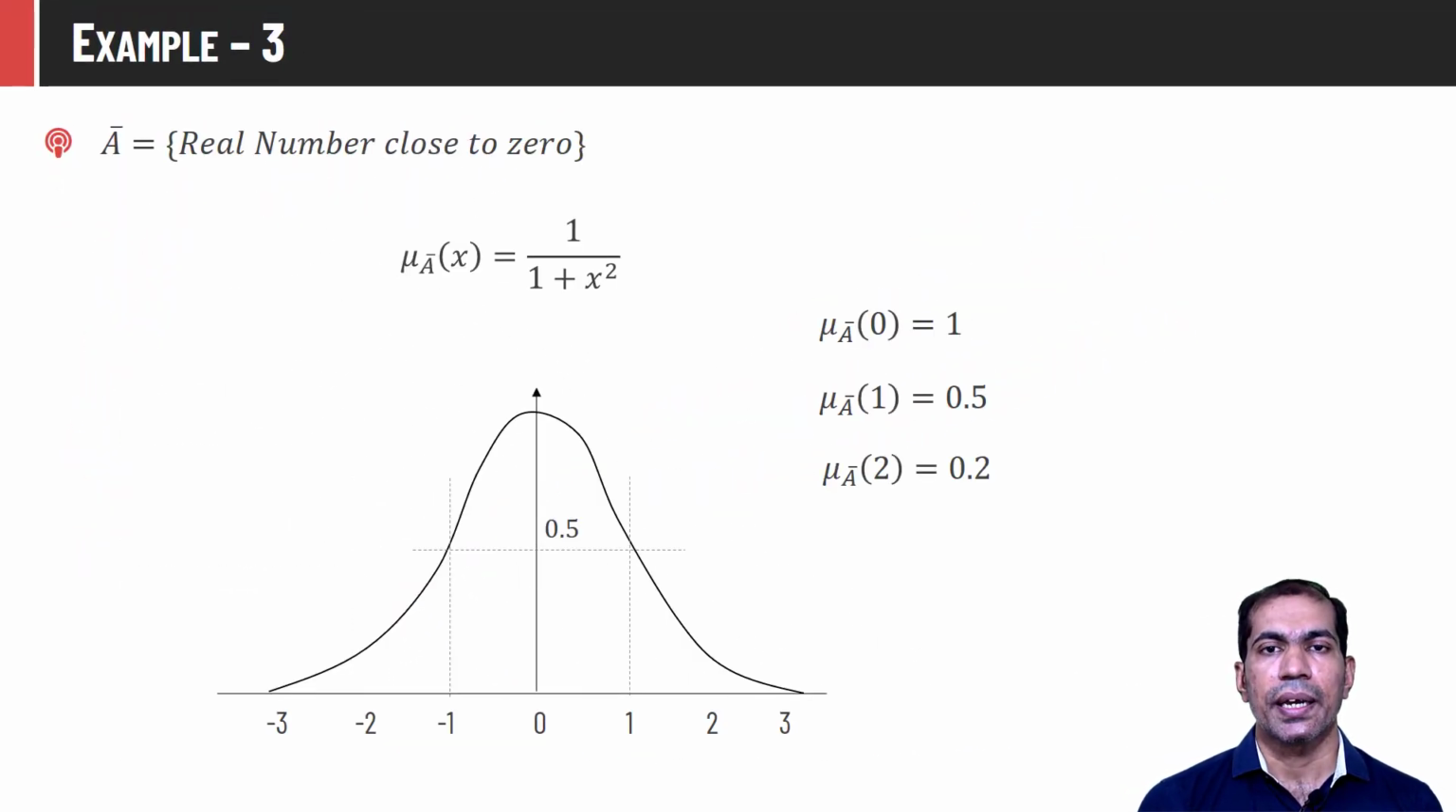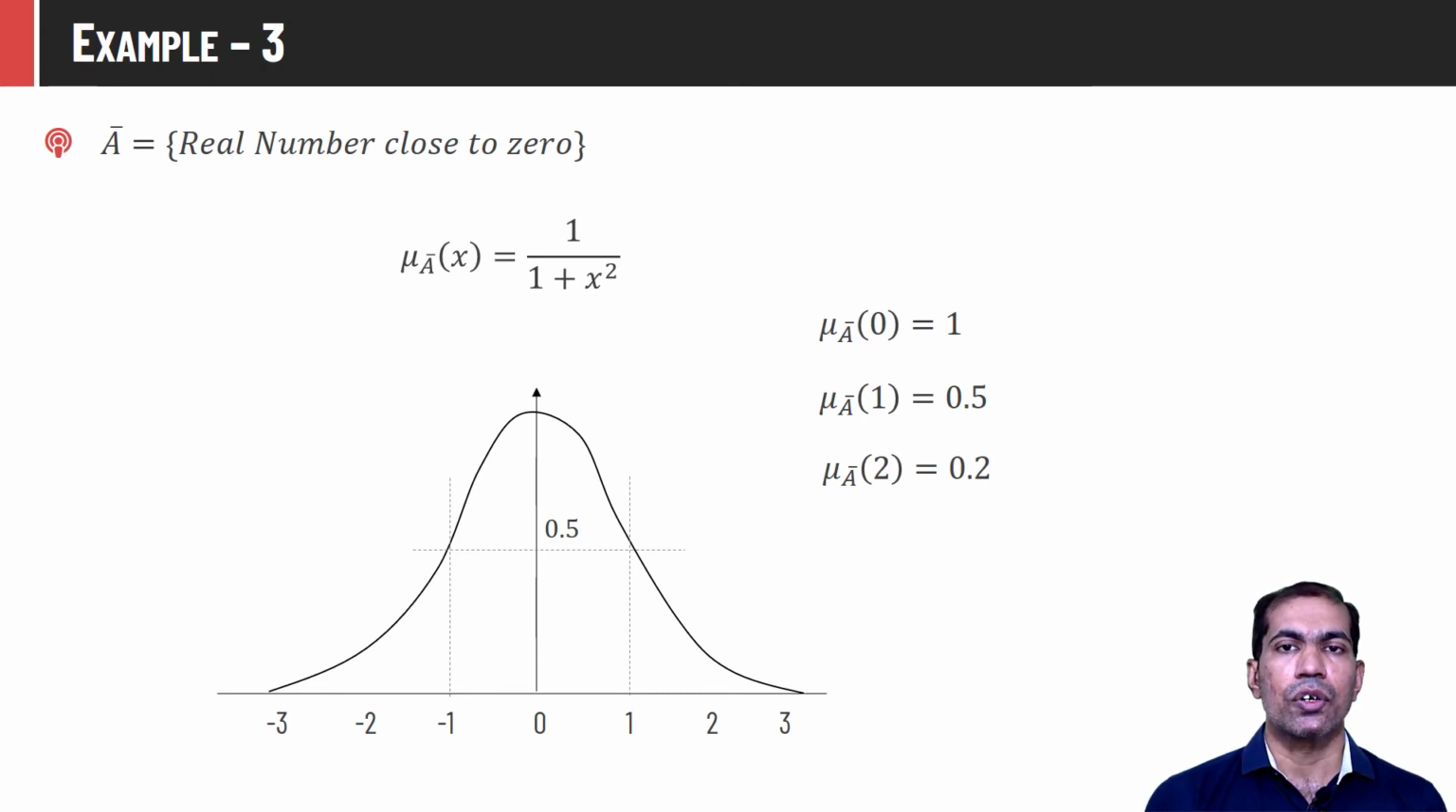Consider the example A bar equals real numbers close to 0. If a number is close to 0, it should be assigned membership value 1, and as the number moves away from 0, the membership value should decrease on either side. This phenomenon we can model with a membership function like mu A bar of x equals 1 upon 1 plus x squared. If I put x equals 0, then mu A bar of 0 will be 1 upon 1 plus 0, that is 1. That's very true: if the number is 0, its membership value should be 1.